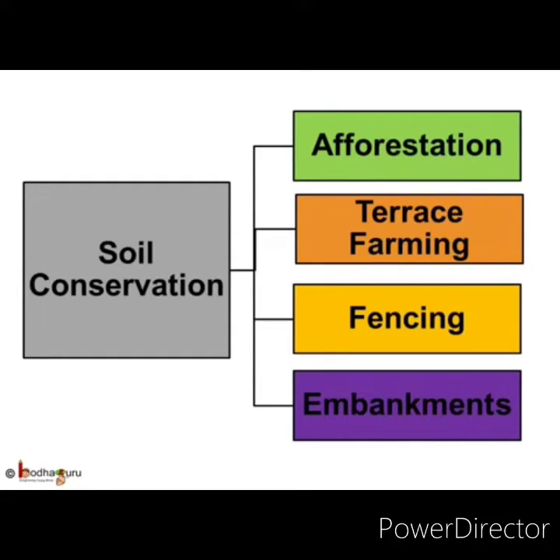First, by planting more and more new trees, which is called afforestation. Second, by doing terrace farming in the hilly regions. Third, by growing fencing plants and trees along the farmland. And lastly, by building embankments along the river banks.